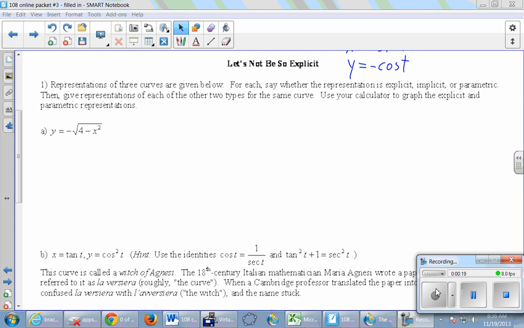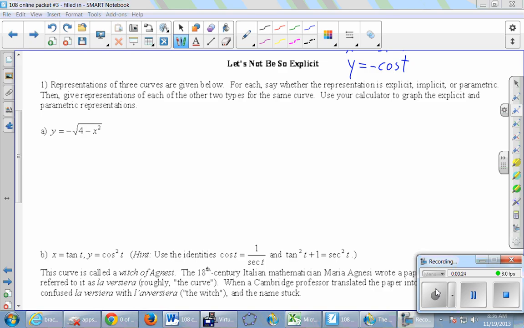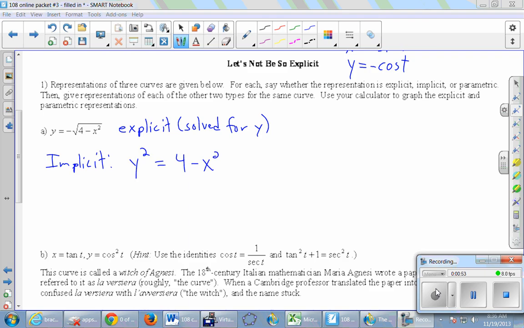A, y equals negative square root of 4 minus x squared. Okay, so the first thing we'll do is state what kind this is. Because it's solved for y, this is explicit. And so let's get it so that it's an implicit equation where all the x's and y's are mixed together. So let's go ahead and square both sides, get rid of that square root. The negative goes away and we just get this.